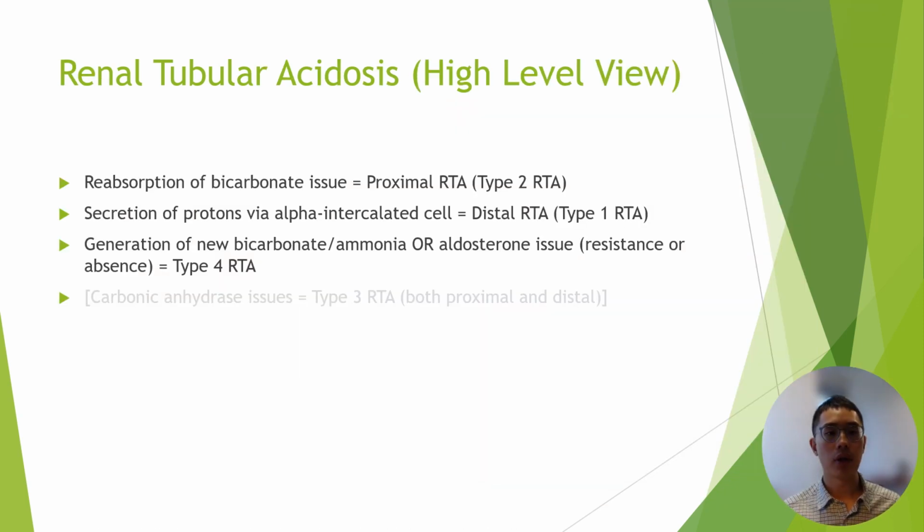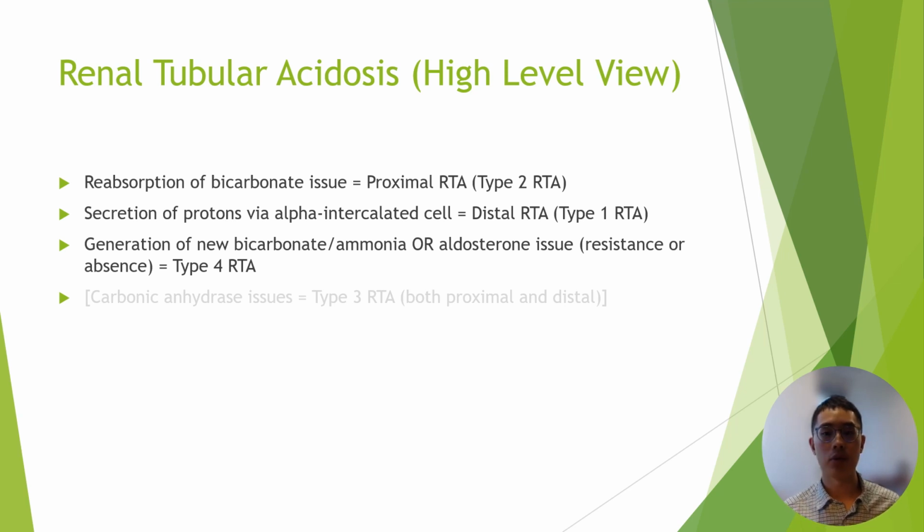Now, I just want to go over what happens when we have any derangements in any of the physiological processes that we just talked about by talking about an important physiological issue called renal tubular acidosis, or RTA. If we have any issues with the reabsorption of bicarbonate in the proximal tubule that results in bicarbonate not being reabsorbed either through the NBCE1 transporter or the NHE3 channel, we call this a proximal RTA, or type 2 RTA.